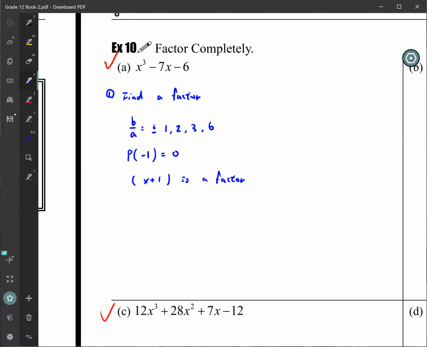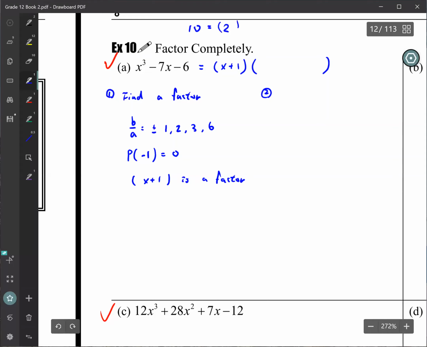So once you find the first factor, step 2. Because it's a factor, the original expression will equal x plus 1 times something, just like 10. The factor is 2, so it will equal 2 times something. So to find the something, how do we find the missing bracket? Cindy? Divide? Yeah, we need to do dividing. That's where the synthetic division comes in. So let's write that down.